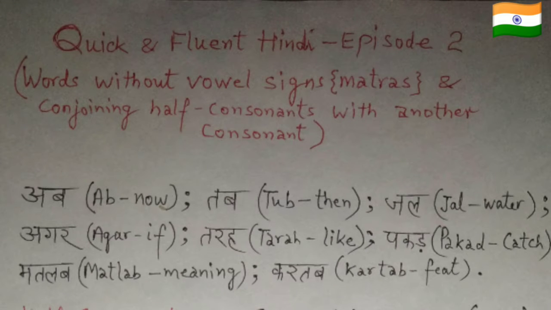Ab in Hindi, in English it means now. The a and b, when you join them, it becomes ab, now. Tab, ta and b, tab means then. Jal, jal means water, like Ganga Jal. Agar, a, g, r, conjoin them. Agar, if.